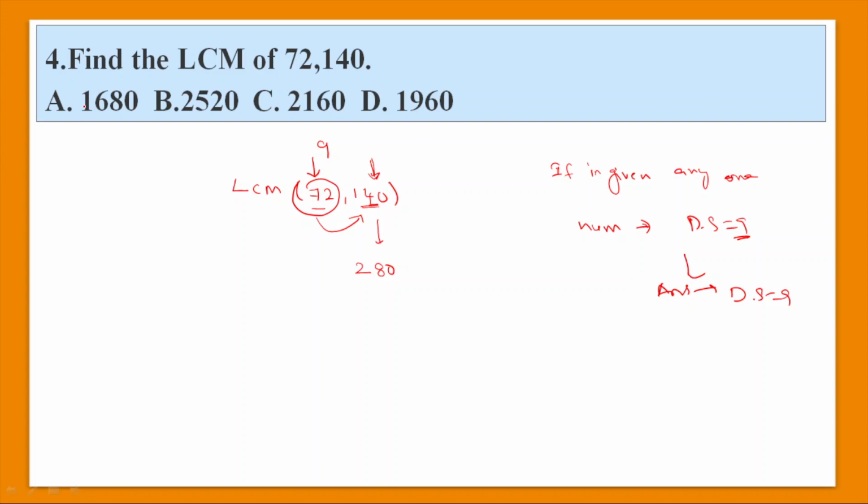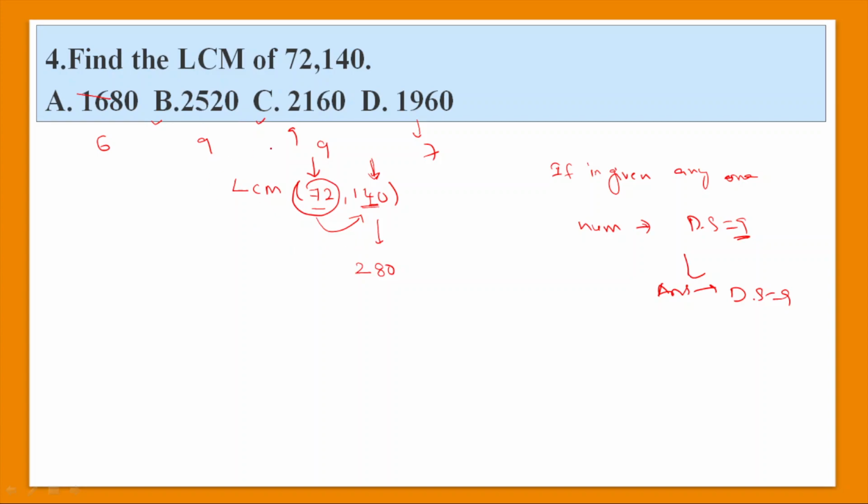So see here, the digital sum is not 9 here. Why? Because we are getting the digital sum as 6 here, and here the digital sum we are getting as 9, and here as 9 again, and here the digital sum we are getting as 7. So our answer is either B or C. We need to fix whether our answer is 252 or 216.